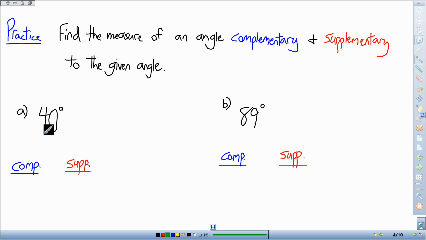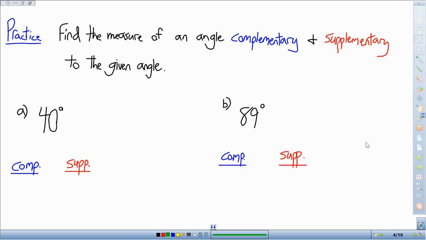So on letter A, if they're giving you a 40-degree angle, what does the measure of the other angle need to be considered a complementary angle? Okay, and then same idea, what does the measure of another angle need to be considered supplementary? All right, and then you can try the same thing on letter B. Okay, go ahead and try this out.